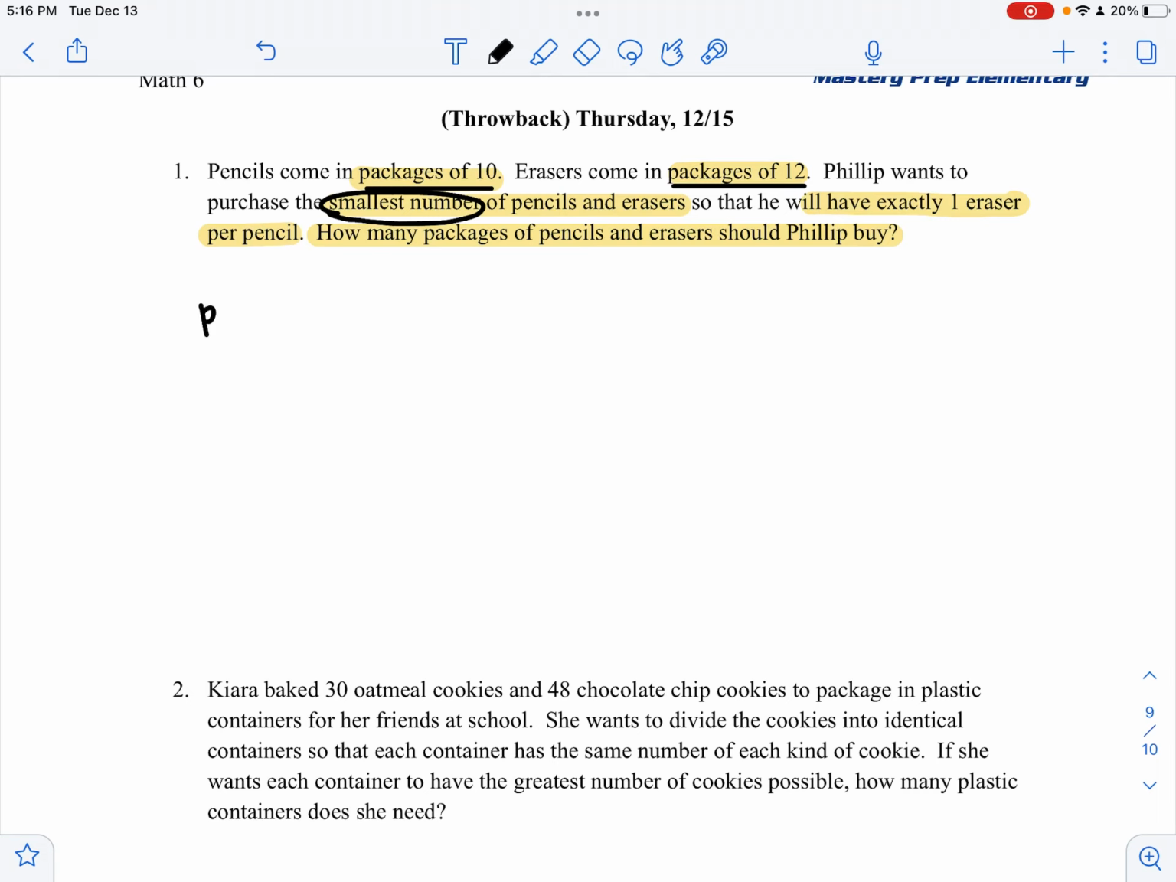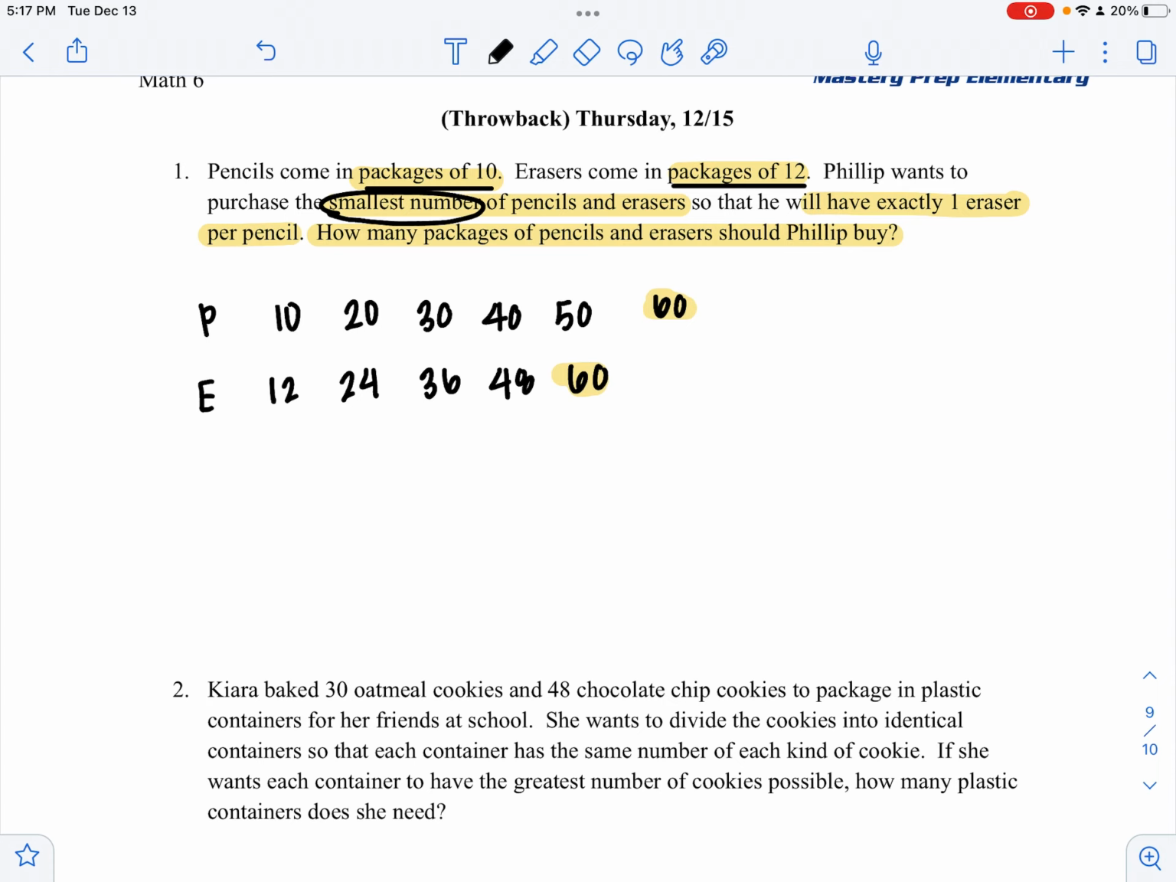So I'll simply start by listing out the multiples for pencils. Notice that I labeled it P for pencils, so I keep track of exactly what my multiples mean. And you'll do the same thing for erasers until you end up with a common multiple. We can see that our lowest common multiple is 60. That's the least number of pencils Philip can buy, where he has an equal number of pencils and erasers.